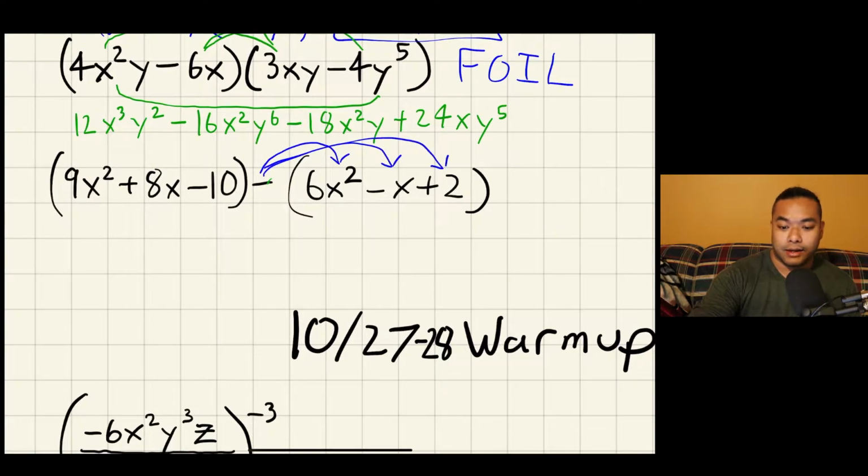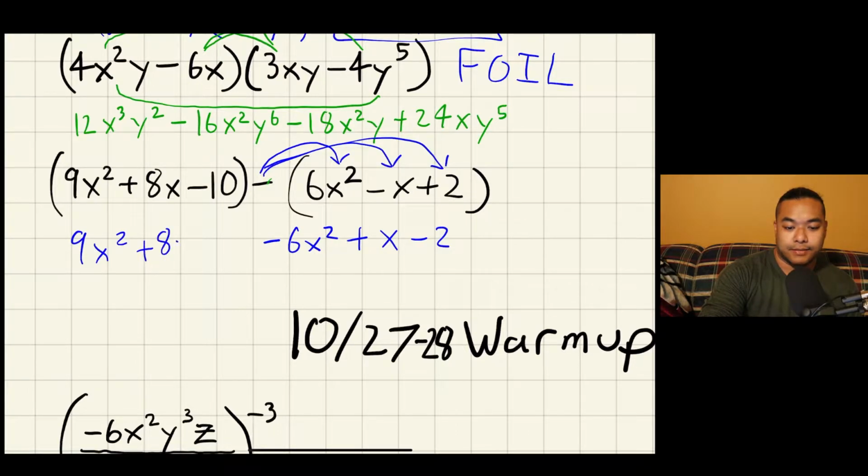And we get negative 6x squared. Negative times negative, so positive x minus 2. And I'm just going to combine like terms now. So 9x squared plus 8x minus 10. And then let's see, I should have 9x squared and minus 6x squared.